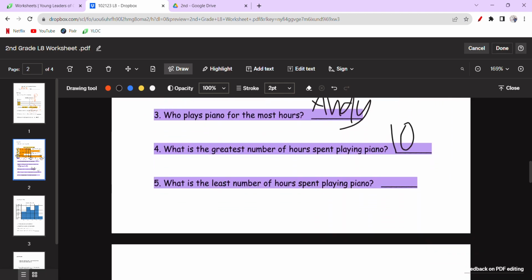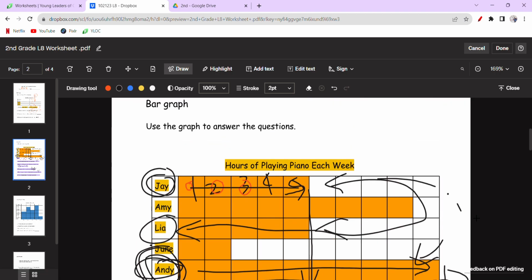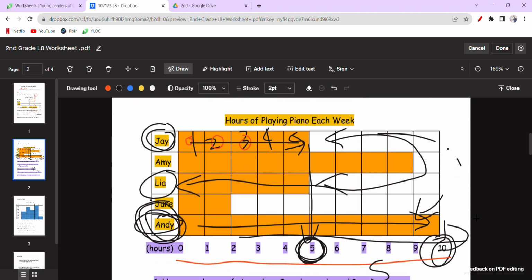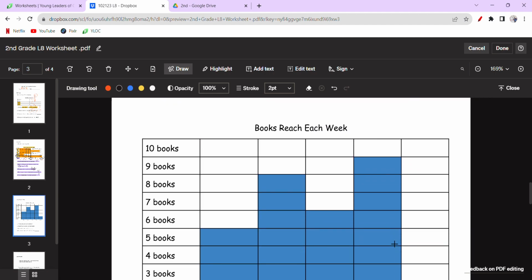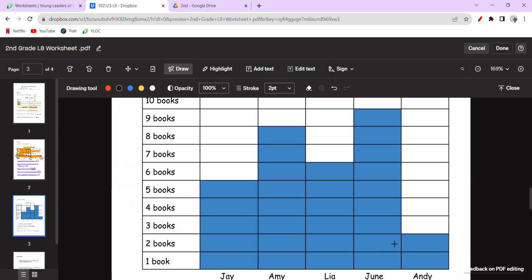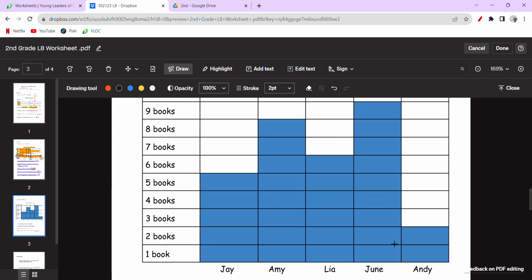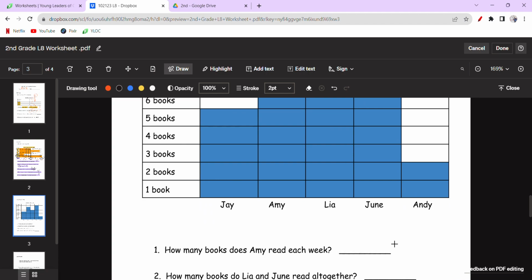What is the least number of hours spent playing piano? Now we look for the least amount of orange boxes, and that appears to be June with only 2. So it will be 2 hours. Here's just another bar graph. It's the number of books read each week, and we have Jay, Amy, Leah, June, Andy.